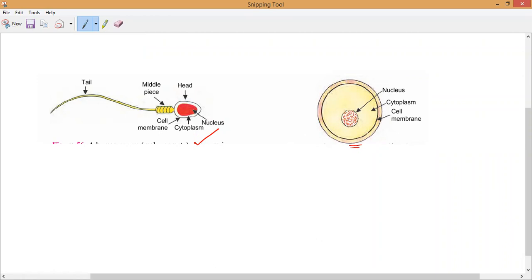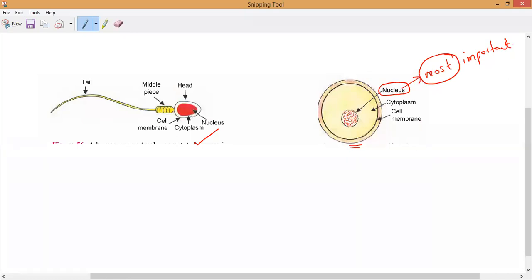Now if you observe very carefully here, in the middle of this ovum we are seeing another spherical kind of thing. What is that called? Nucleus. So the nucleus is the most important part of the ovum, or we can say egg, because that is where the fertilization will take place.